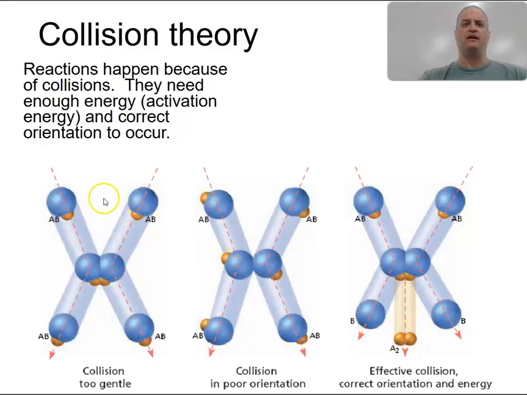If it collides in the right orientation, but not enough energy, they just bounce off each other. They might have enough energy, but these A particles aren't able to overlap and bond, so it doesn't occur. So you need the correct orientation for the reactants to be close enough to attract, and enough energy in order for them to get close enough. And if the number of collisions can happen faster, then the reaction will be quicker. So this is really focused on the idea of collisions being a key component of reaction rates.